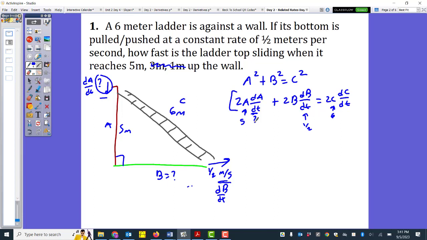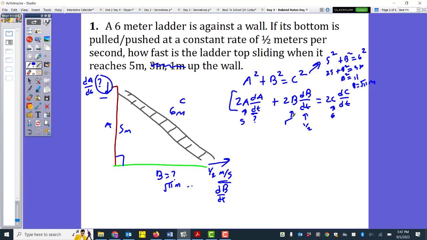Well, let's go and figure out B first. B should be easy. It's just going to be this formula right here. We know A is 5, so 5 squared plus B squared equals 6 squared. So 25 plus B squared equals 36. B squared equals 36 minus 25, which is 11. So B is equal to root 11. So there's B, and that's technically meters. So B is root 11 meters. All right, so now we know B as well.